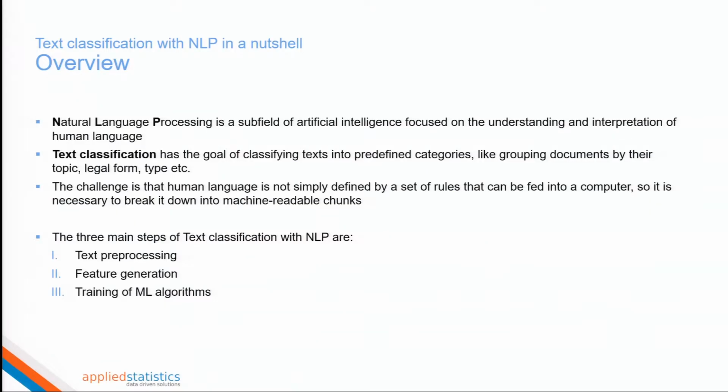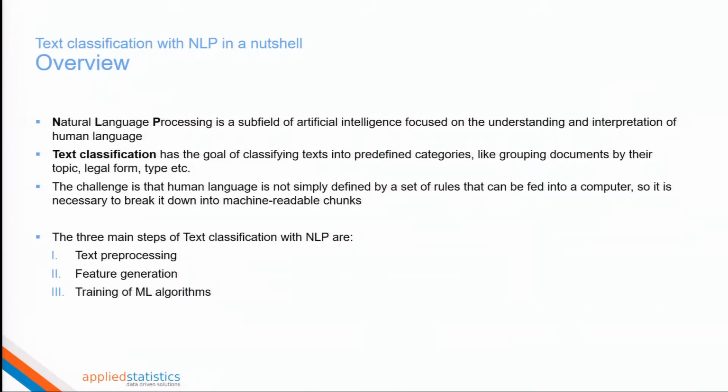So, text classification. I already said that text classification was the way to go here for us, and what does this mean? This approach is a subfield of NLP, and it just has the goal of classifying texts into some predefined categories. So in our case, we try to classify documents. We want to group them, for instance, by their topic, by their document type, their legal form, whatever. There are many different possibilities for that.